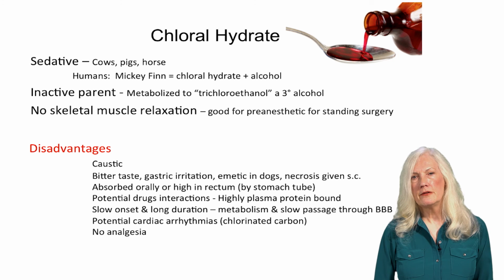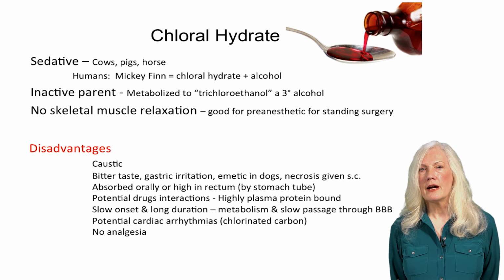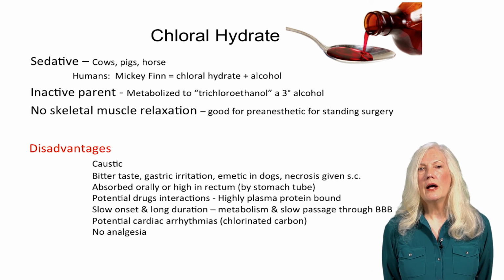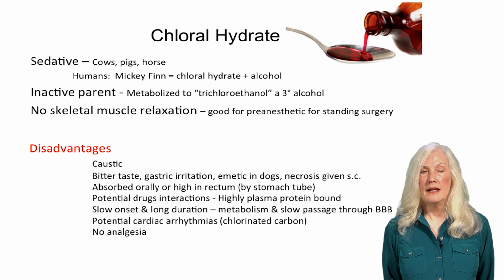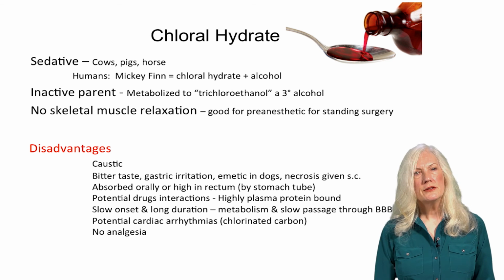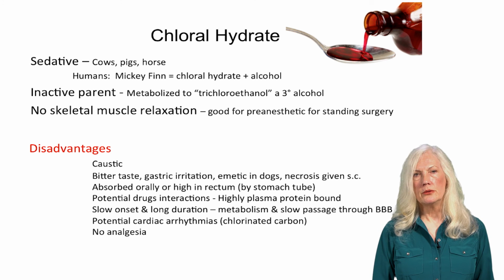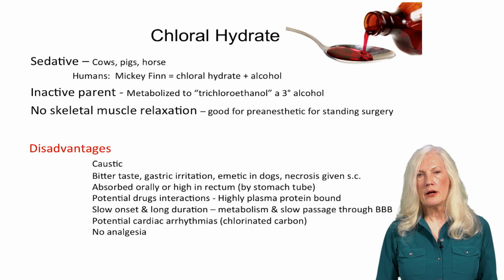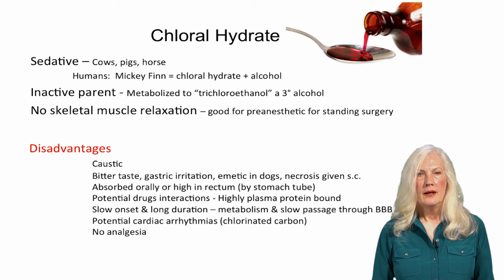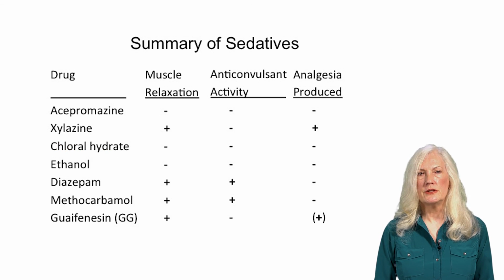The slow onset of action and long duration of action is because the chloral hydrate takes time to be converted to trichloroethanol and then to be eliminated. Because it's a chlorinated carbon molecule, like all halogenated drugs, it has the potential to cause cardiac arrhythmias. And if you're doing something painful, you need to use an additional drug to provide any degree of analgesia.